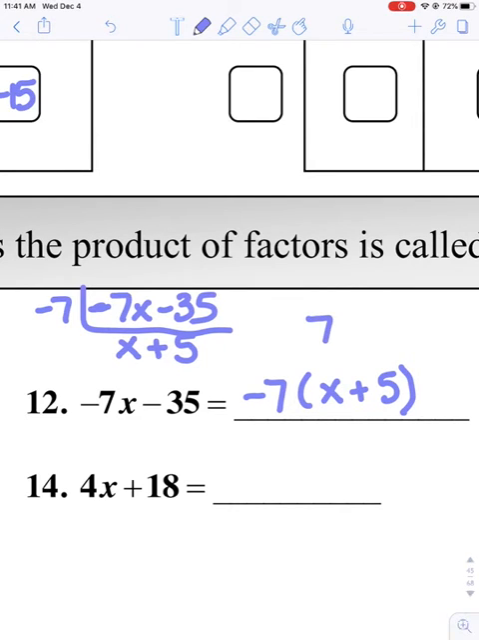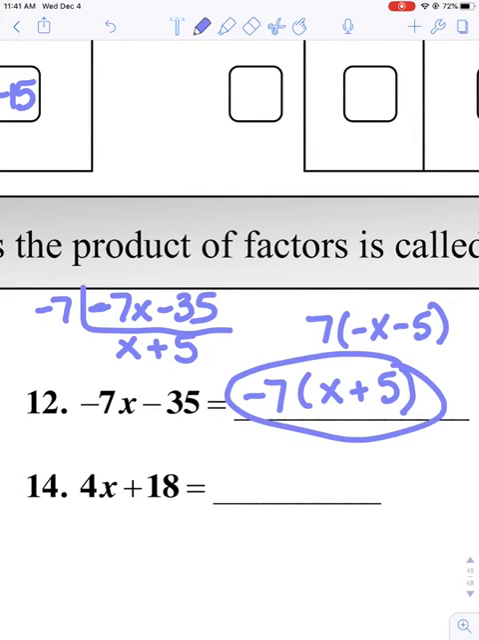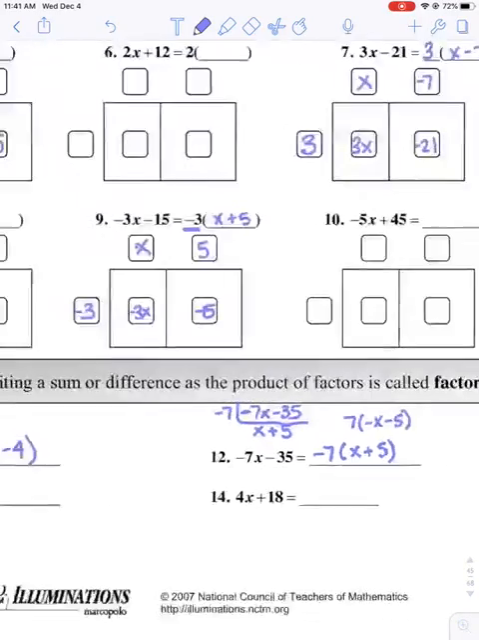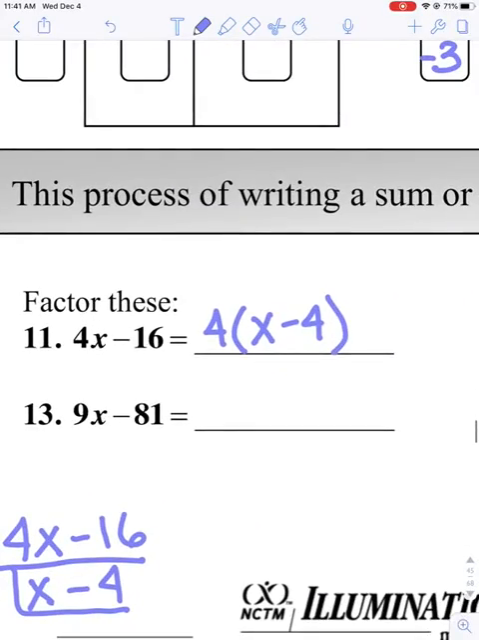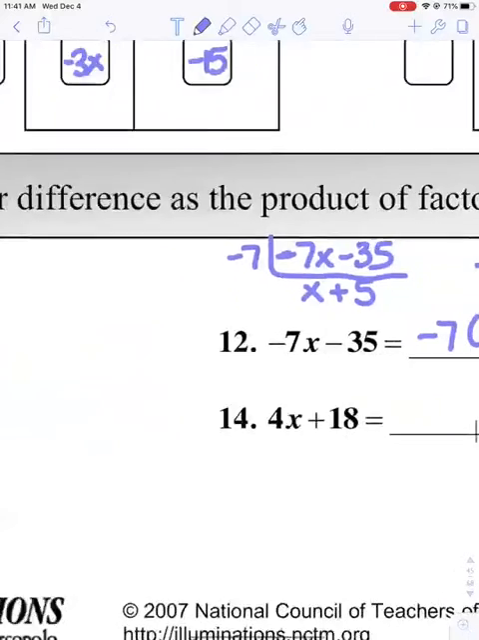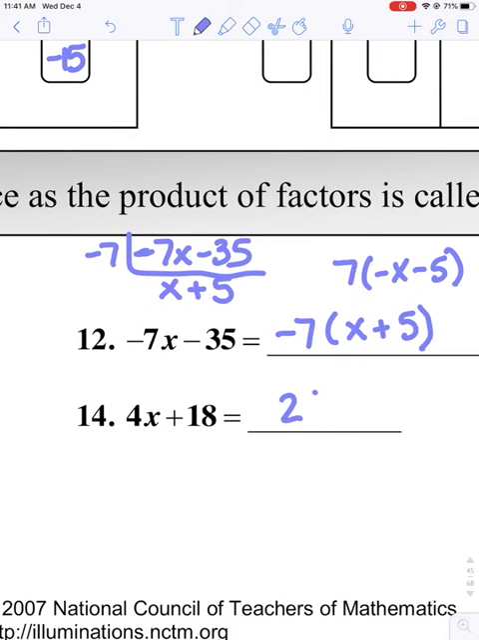If you did 7 and then had negative x minus 5, I would accept that, but usually we do want x to be positive if possible. So I think the first way I did it is a better way, but I would accept either. And then 13, I'll just go over the answers real quick, is x minus 9 on the inside, 9 on the outside. And 14 is 2 times parentheses 2x plus 9.